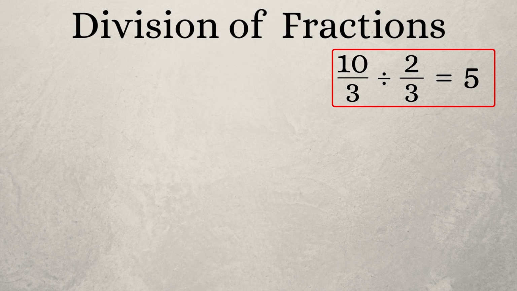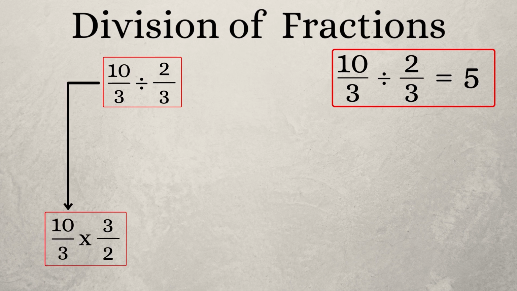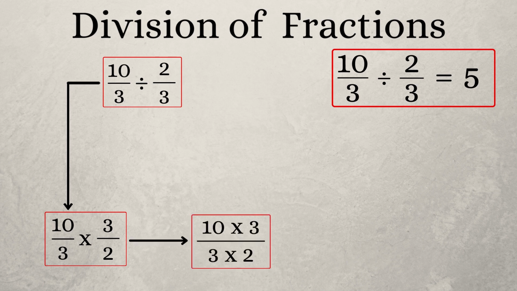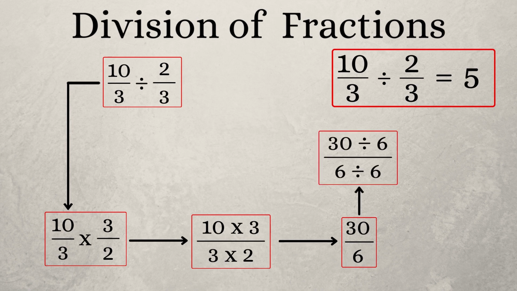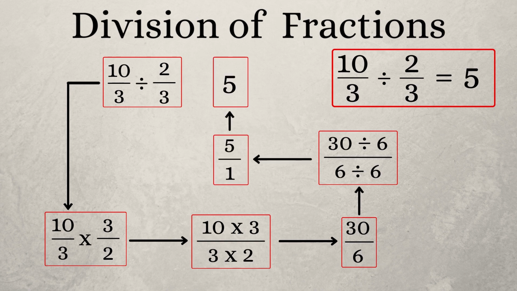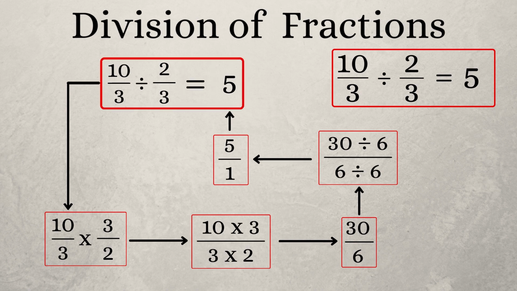Now we'll check that out with our calculations. 10 by 3 divided by 2 by 3 would be written as 10 by 3 into the reciprocal 3 by 2. Simplifying that, we get 10 into 3 by 3 into 2, or 30 by 6. We simplify this fraction by dividing the numerator and denominator by 6. Thus, 30 by 6 results in 5 by 1, or simply 5. So, 10 by 3 divided by 2 by 3 is equal to 5.